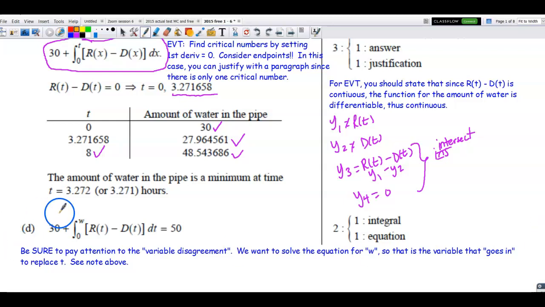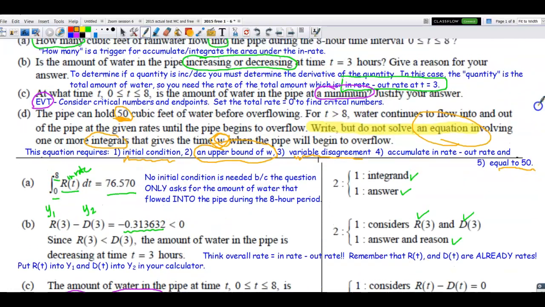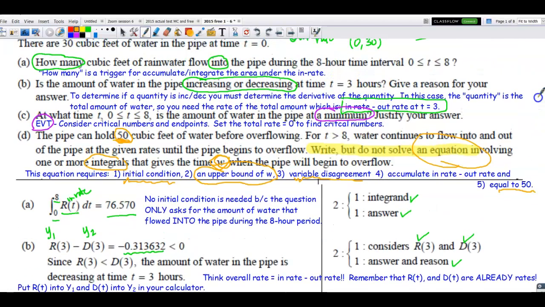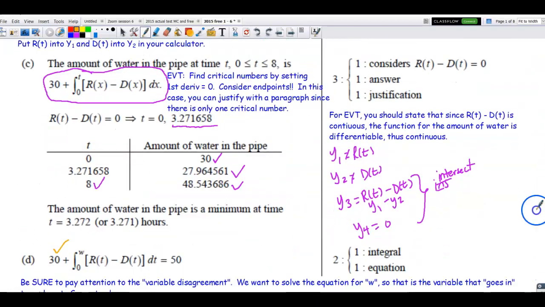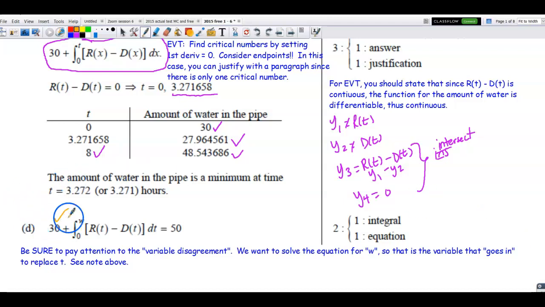So if you look down here, this is the 30 gallons. Is it gallons? I got to go back and look at that. I think it was gallons. Cubic. Oh, no, it's cubic feet. So 30 cubic feet of water. We're going to accumulate starting at 0. We don't know when we're going to overflow. So that's the W that we're looking for.